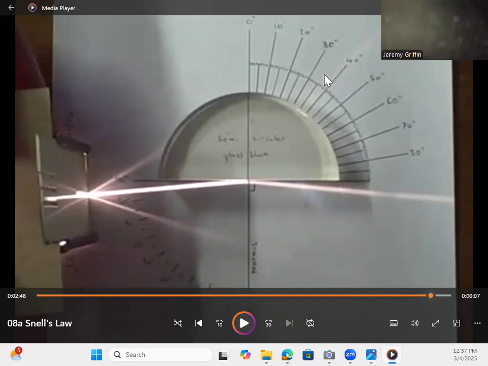It's called the critical angle. You guys see that critical angle? Okay. Now I got another video where he shines the light backward.